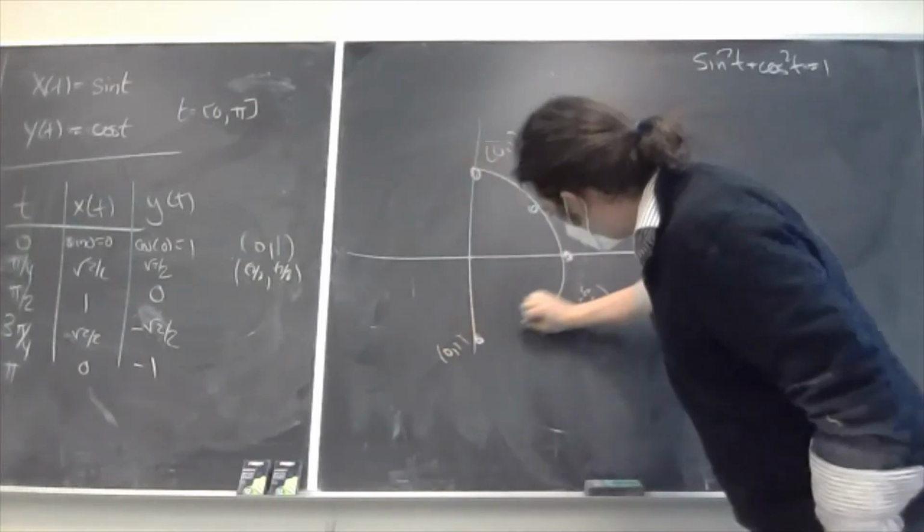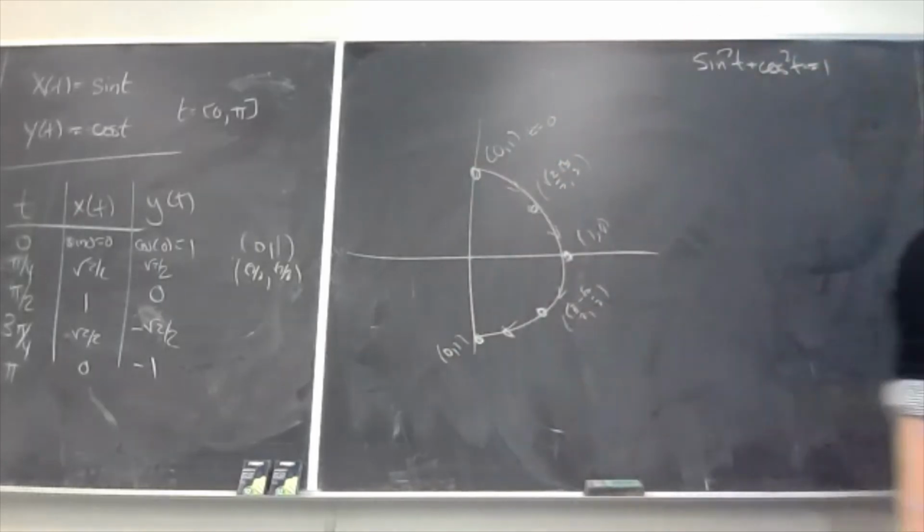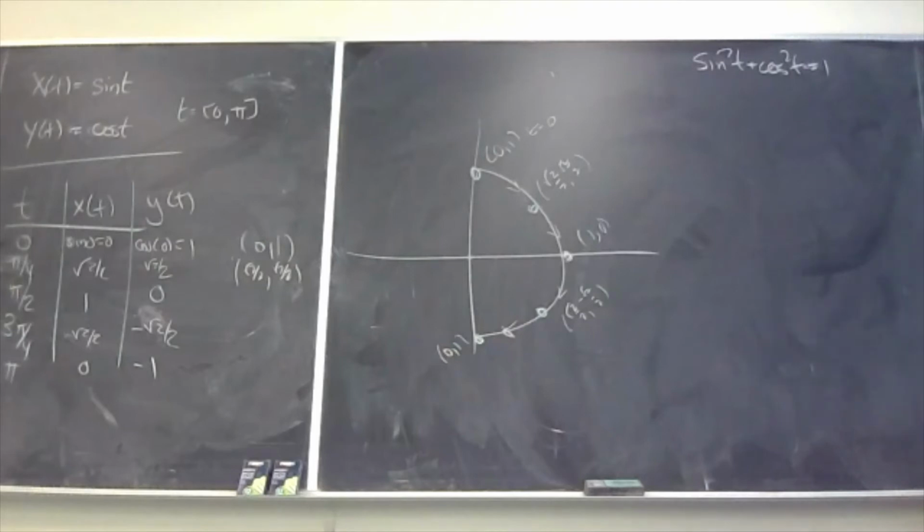So I've got a shape that looks like this, putting my arrows on so that I know which direction things are moving. What is it? The worst parabola in all of existence, or a half circle? It's a half circle.